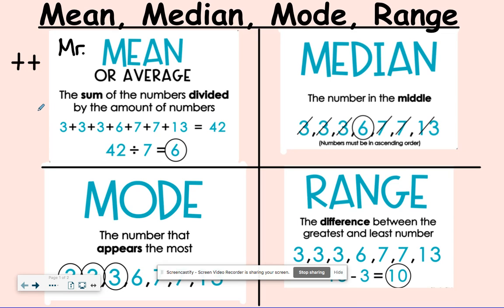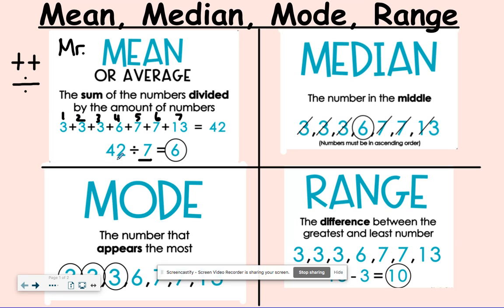So we're going to make some plus sign eyeballs. And then after you add all of your data together, you need to divide by the amount of data you had. So in this case, when I added all of the numbers together, I got an answer of 42. Then I'm going to count how many numbers I added. I added 1, 2, 3, 4, 5, 6, 7 numbers. So the number amount I'm going to divide by is 7.